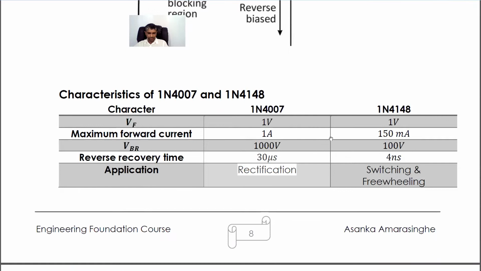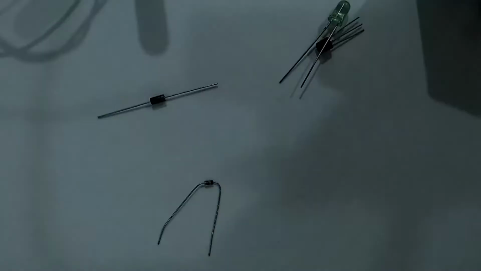Here is a comparison between two types of diodes that I have provided. This black one is called 1N4007.